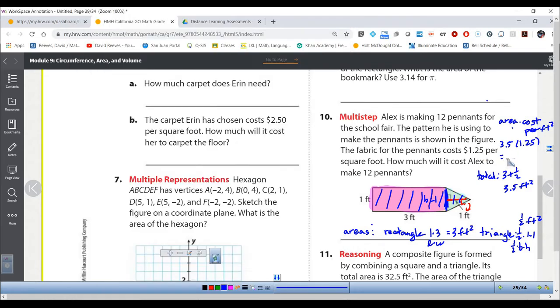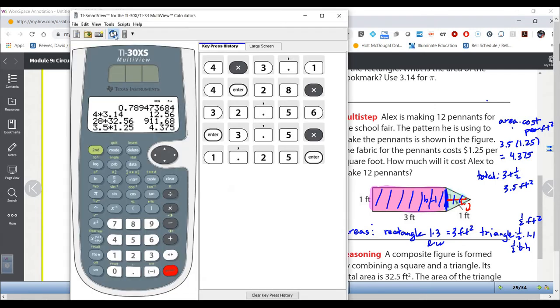And when I do that, I get 4.375. Now you've got to remember that this is money. 4.375, that's the cost, by the way, for one pennant, okay? So I'm going to wait to round. If I just wanted the cost for one pennant, I would say $4.38. But because we're doing 12 of them, I'm going to go ahead and multiply that by 12.